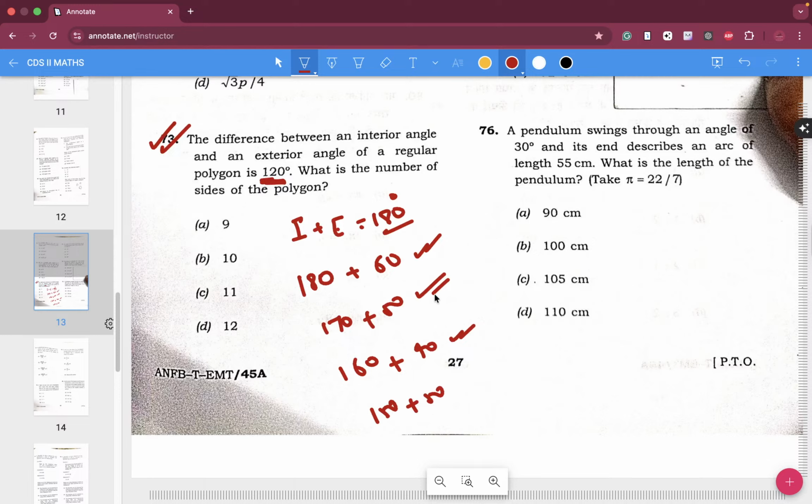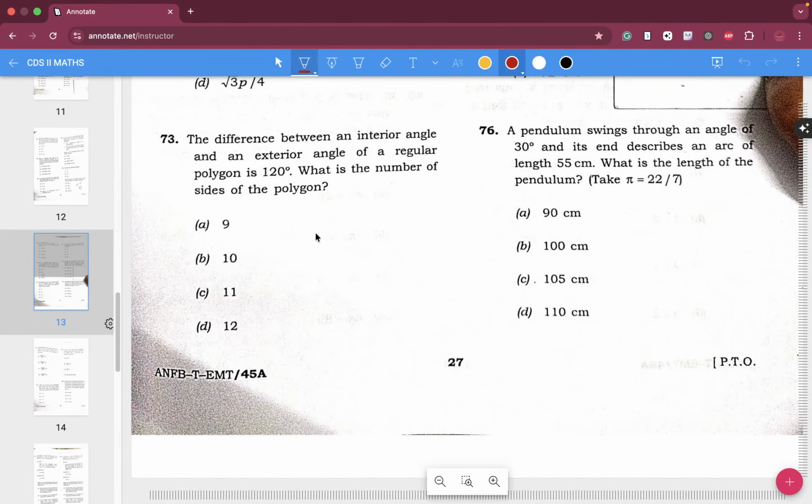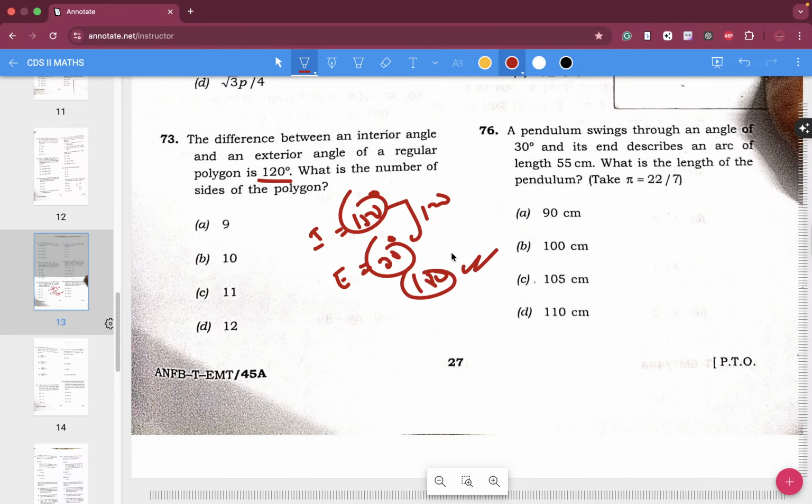This is also 200 now, right? So this is how much? 150 plus 30. If the interior angle is 150 and the exterior angle is 30, then we can say the difference is 120 and the sum is 180. So this is what we are looking at.